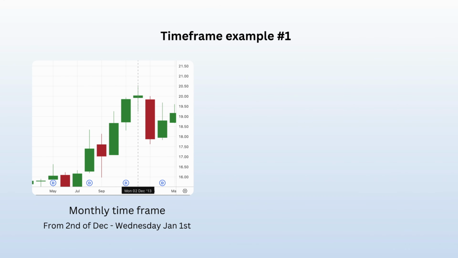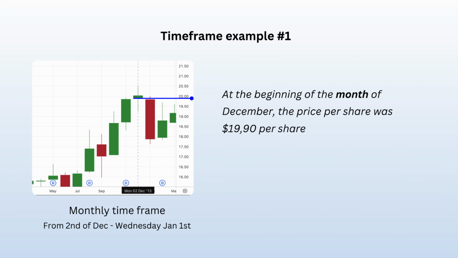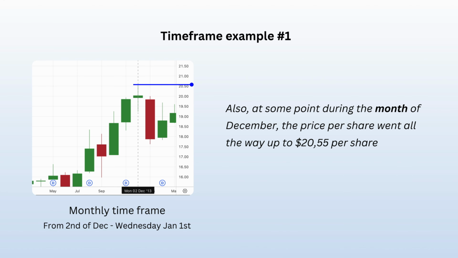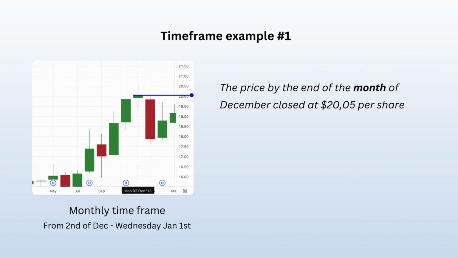And this is what this narrow-bodied, long-wicked candlestick is telling us. At the beginning of the month of December, because we're on the monthly time frame, the price per share was roughly $19.90 per share. This is when the candle started printing at the beginning of December. Now, at some point during the month of December, the price per share went all the way down to roughly $19.20 per share. Also, at some point during the same month of December, the price went all the way up to $20.55 per share. And the price by the end of the month of December closed at $20.05 per share, where the close is slightly higher than the opening price, therefore closing as a green bullish candlestick.